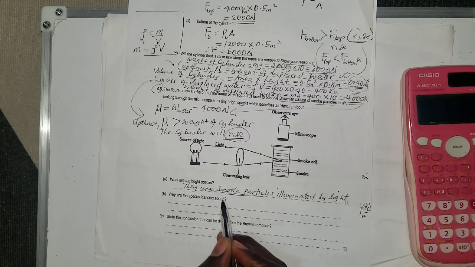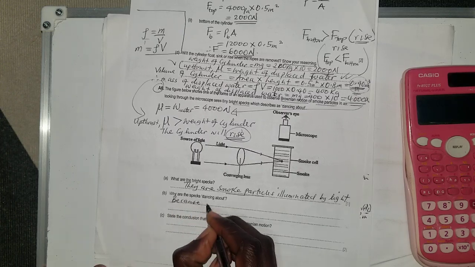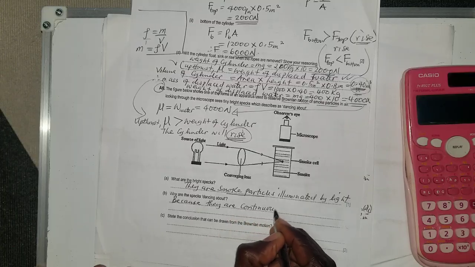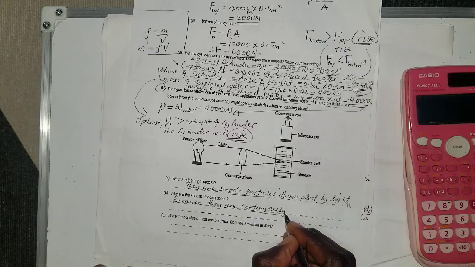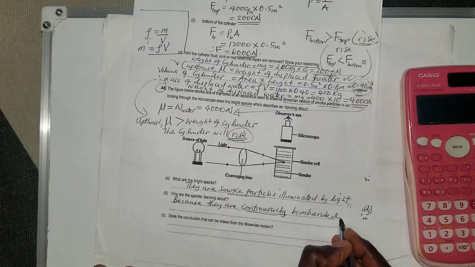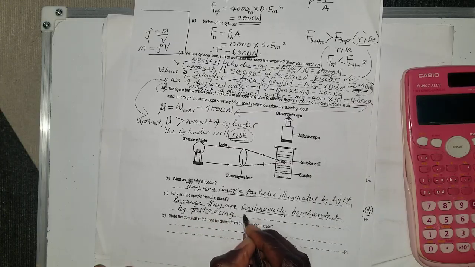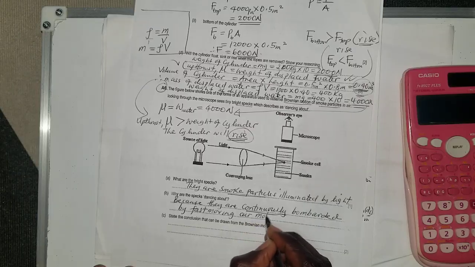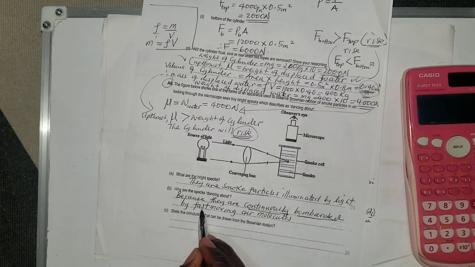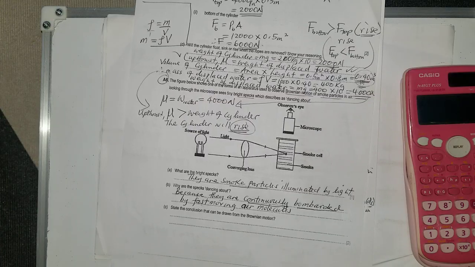Why are the smoke particles, in other words, dancing about? The reason is that we can simply say, because they are continuously, so use the word, continuously bombarded by fast moving air molecules. So they are air molecules. The air molecules are always moving. So because they are continuously bombarded by fast moving air molecules, no wonder they are seen as dancing about.